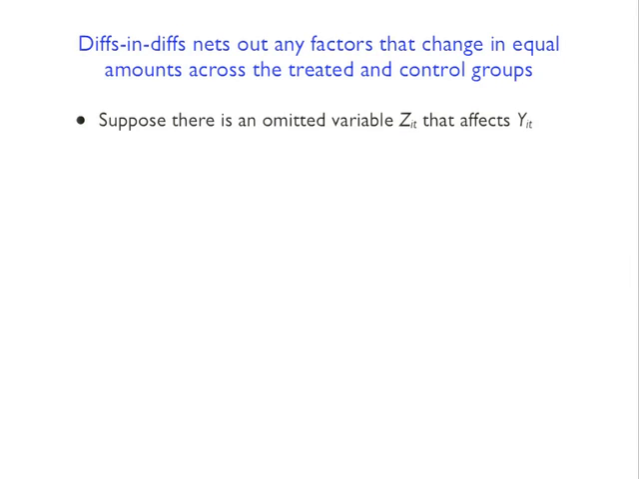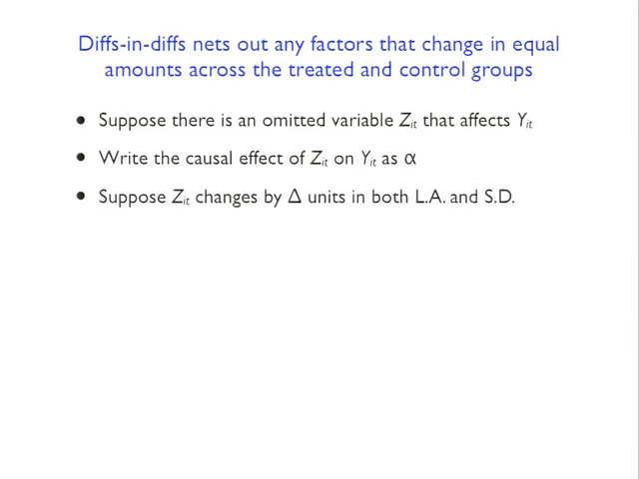So let's write the causal effect of Z_it on Y_it as being alpha. So alpha is not equal to 0. If you change Z_it, it has some effect on hospitalizations. If there's a change in temperature, it has some effect on hospitalizations. And let's further assume that this variable changes by delta units for both Los Angeles and for San Diego.